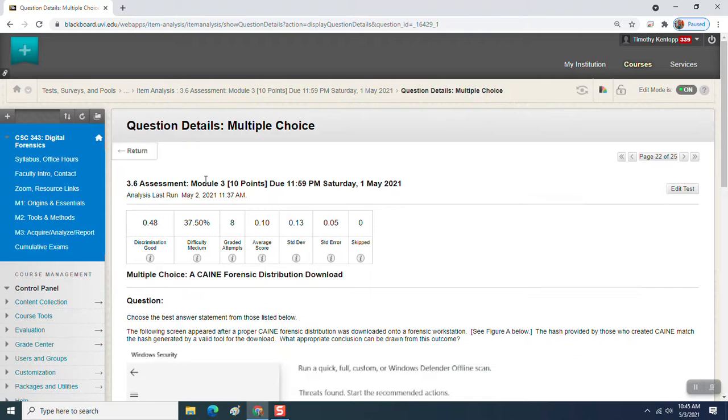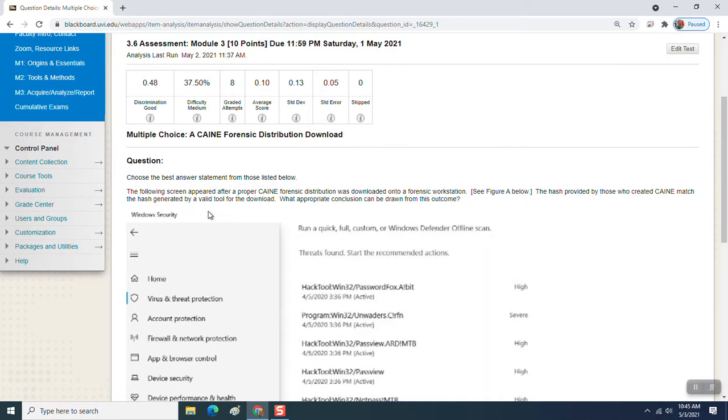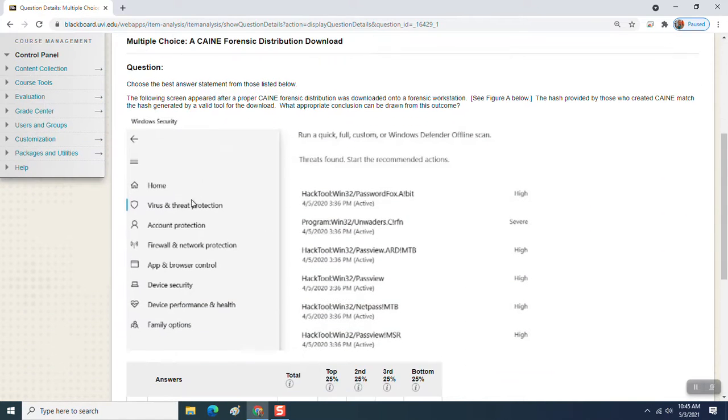CAINE. CAINE is a forensic tool distribution that was created by law enforcement professionals for law enforcement professionals. Choose the best answer statement from those listed below. The following screen appeared after a proper CAINE, the keyword there is proper, CAINE forensic distribution was downloaded onto a forensic workstation. See the figure below.